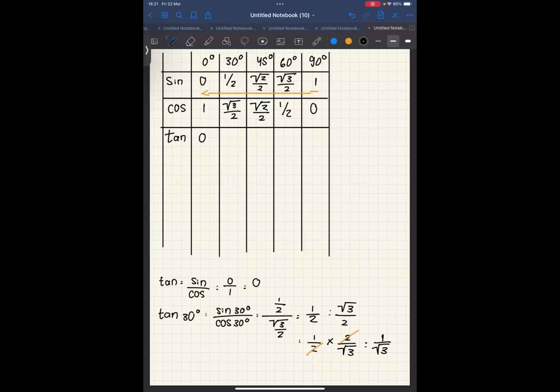We need to move the square root 3 to the upper side. So it's going to be 1 over square root 3. To move it up, we need to multiply it by square root 3. So it's going to be square root 3 over. If there are square roots multiplied by square roots with the same number inside, we just need to remove the square roots. So it's going to be 3. So tangent 30 degrees is square root 3 over 3. I'm going to delete this one first.